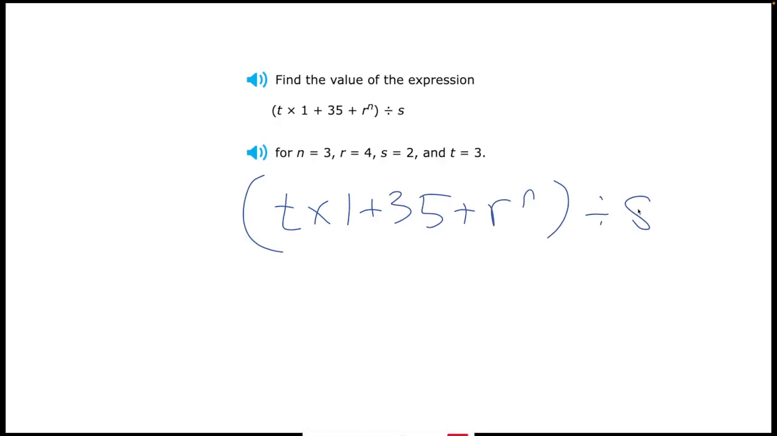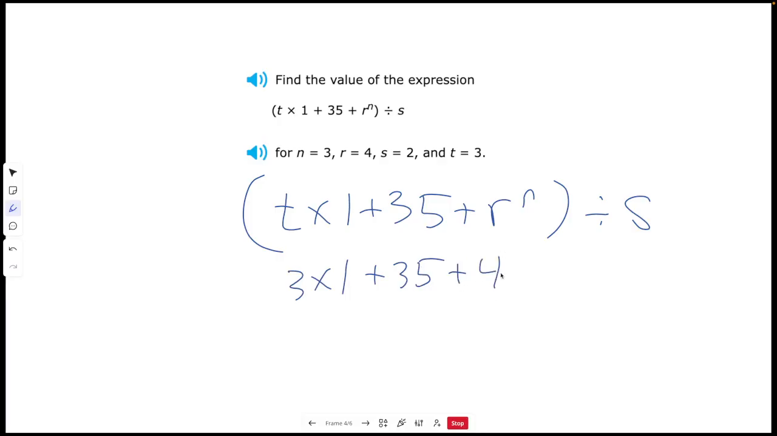All right, so t is 3, replace the t. R is 4, and then n to the n power would be to the third power, divided by s is 2. So all I did was replace. And now PEMDAS, GEMDAS, order of operations. 4 to the third power, that would be 4 times 4 times 4, which is 64.